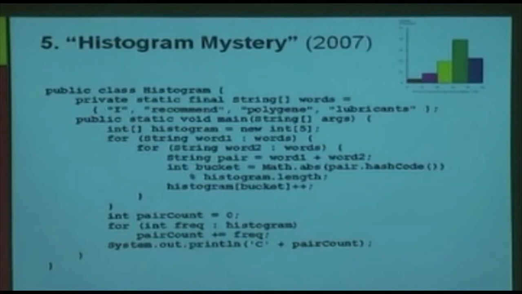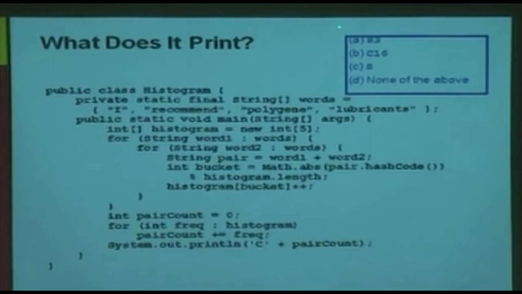So the question is, does it print 83? C16? S? Or none of the above. And I will tell you one thing, just in case you find this helpful in solving the problem. And I'm not saying you need to solve the problem, but it turns out that the ASCII value of capital A is 65 in decimal. Have at it.